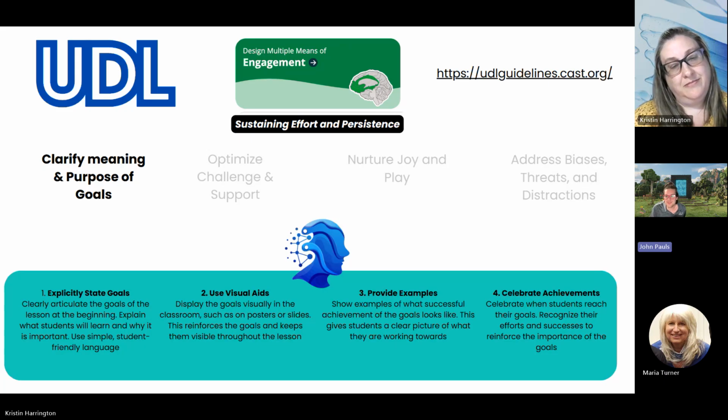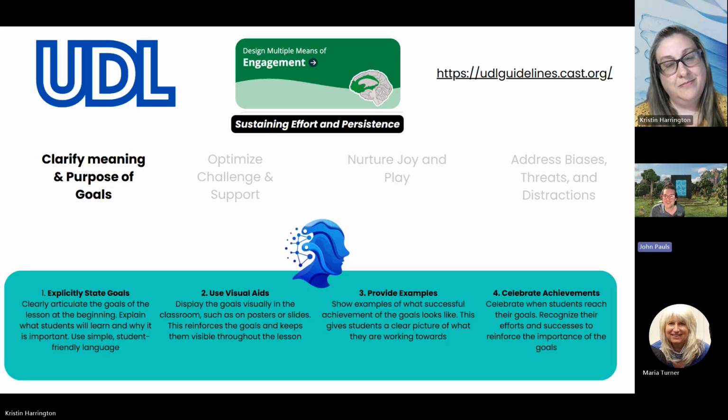Number three, provide examples. Show examples of what successful achievement of the goals looks like. This gives students a clear picture of what they are working towards. I love having examples and non-examples because it just adds another dimension of what is expected. And if you're saying, John, I don't have time to make non-examples, there are AI generators. Magic School AI actually has a great exemplar generator where you can type in the activity and it'll provide you with artifacts that you could use to show an example of an appropriate response and maybe not so much of an appropriate response. And celebrate achievements.